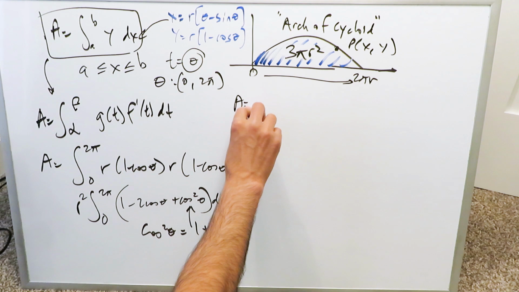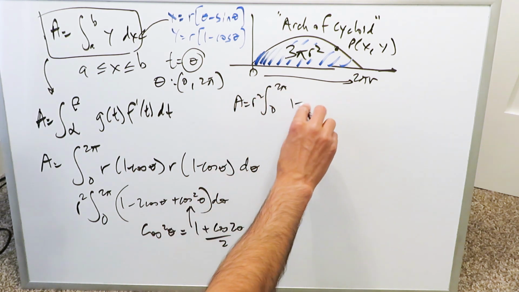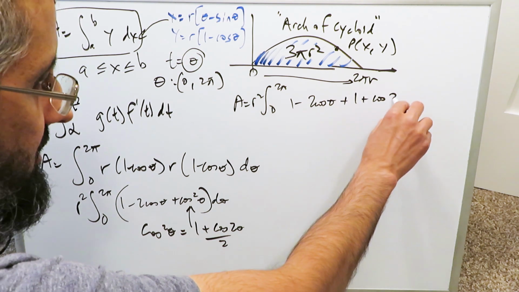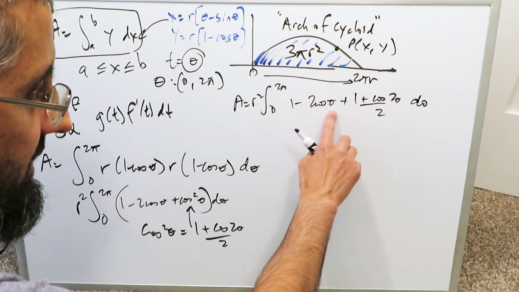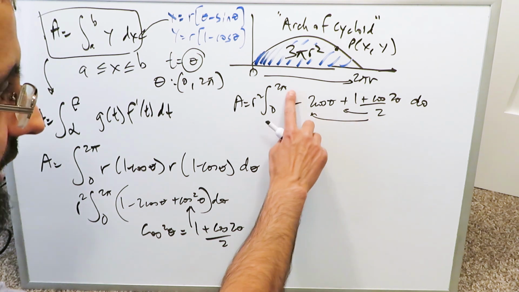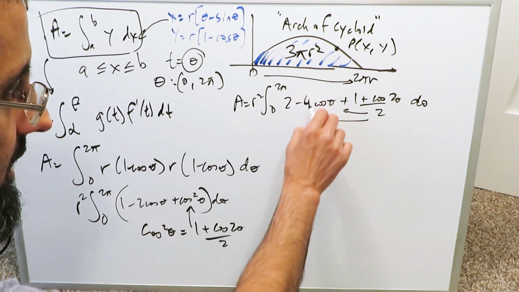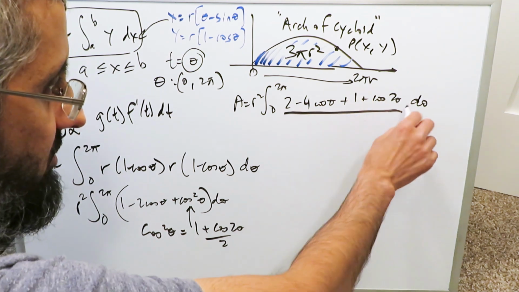Our area integral now is r square from 0 to 2 pi, all of this: 1 minus 2 cosine theta plus 1 plus cosine 2 theta over 2, d theta. But you see, this has a denominator too, and these do not. Multiply this and bring a common denominator. When you do this common denominator, you'll have a 2 over here, here you'll generate a 4, and then this 2 will end up representing the denominator of this entire expression.